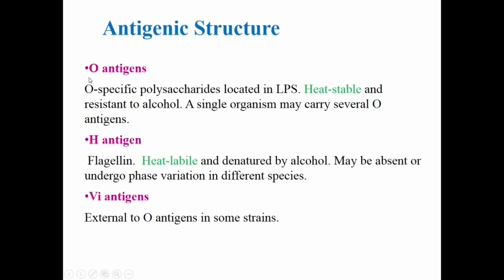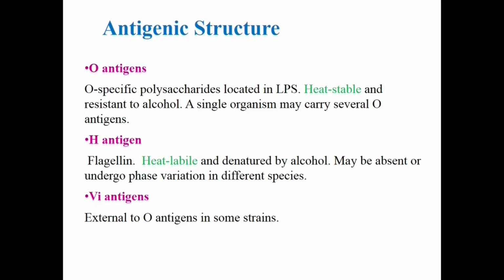One is the O antigen. The O antigen is present in the Salmonella. It is an O-specific polysaccharide located in the lipopolysaccharide region, LPS. Remember that a single organism may carry several O antigens. This is the O or somatic antigen. This is the H antigen or the flagella antigen. It is heat labile, unlike the O antigen, which is heat stable. The O antigen is always present, but the H antigen may be absent or undergo phase variation. So it has two phases, and based on certain mechanisms, it can switch the phases.